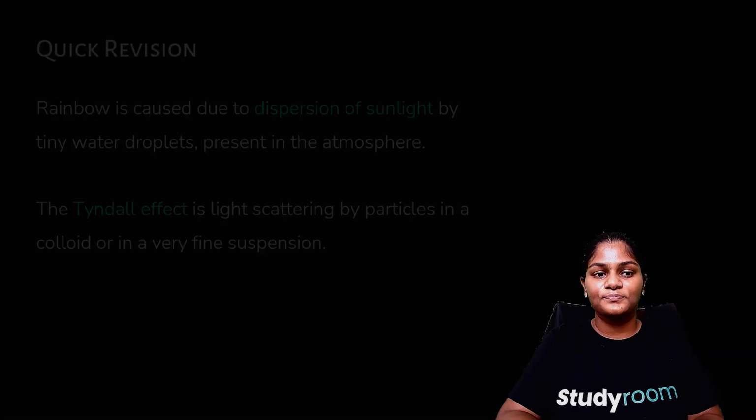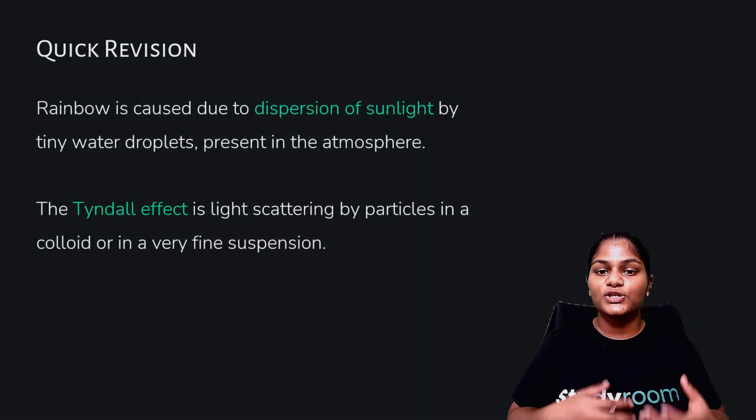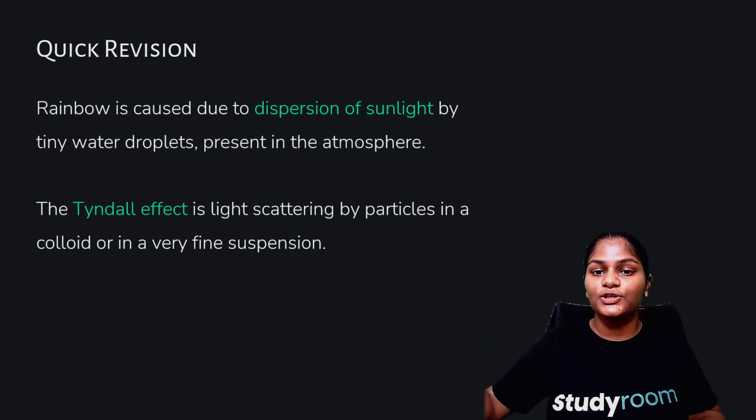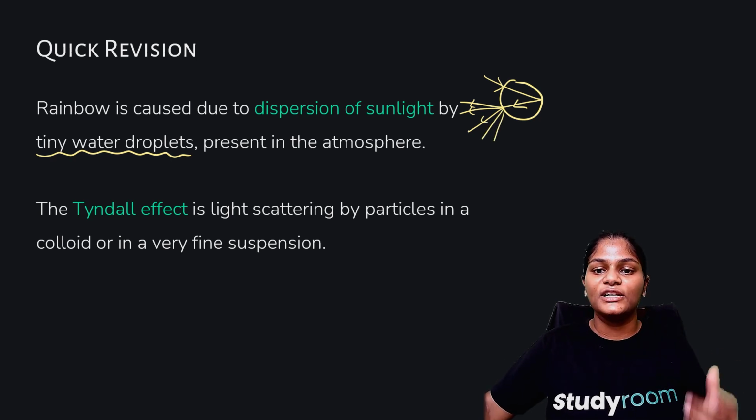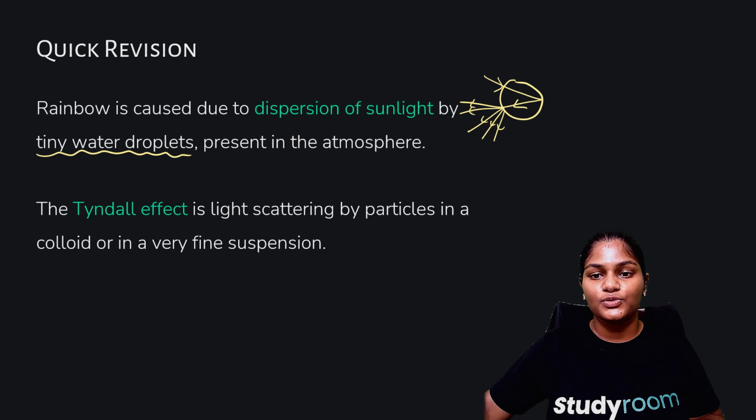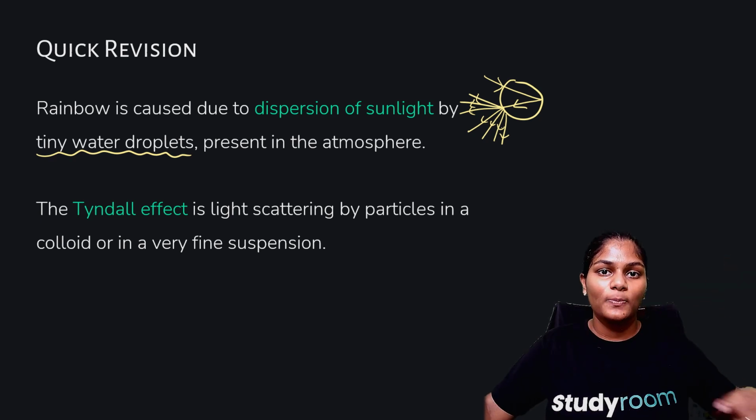Okay. Now, a rainbow is caused due to the dispersion of light. Why? Do you remember? Due to the tiny water droplets present in the atmosphere. If you remember, the light comes inside the water droplet, and when it exits, it is split or dispersed into the 7 components. 1, 2, 3, 4, 5, 6, 7. So it disperses into the 7 components when it leaves that tiny droplet of water.